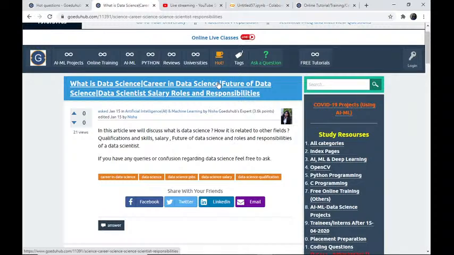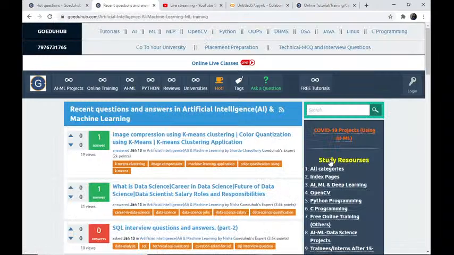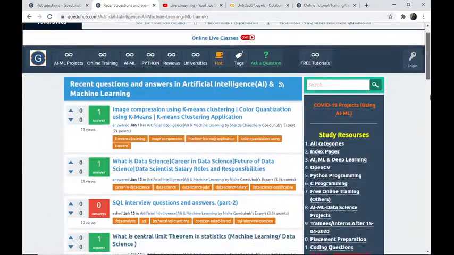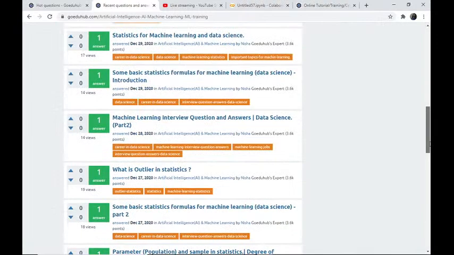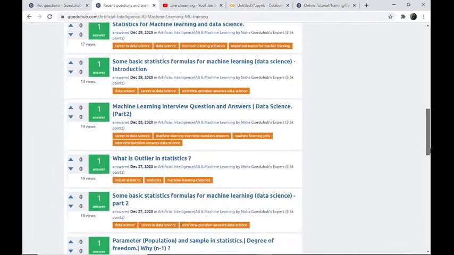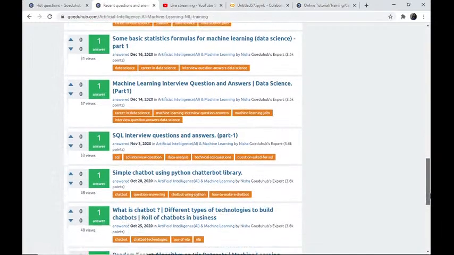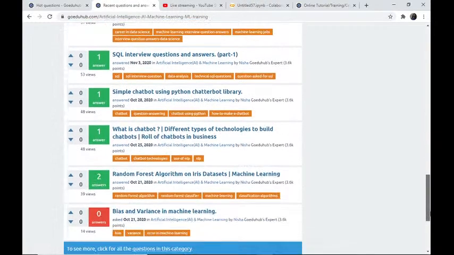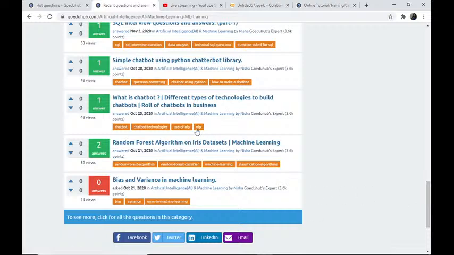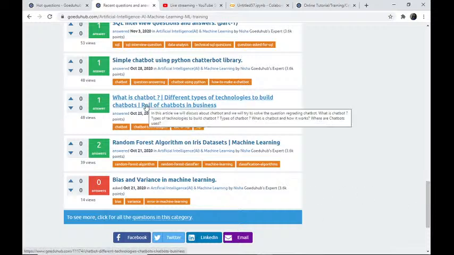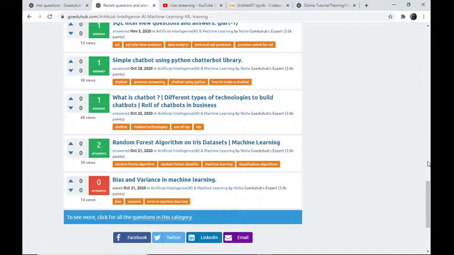Okay, and just try to make some good projects. You can see here some ML projects are also available. Using some ML libraries, you can create a chatbot. And you can read about some other algorithms like the random forest algorithm. There are lots of things available on our website.